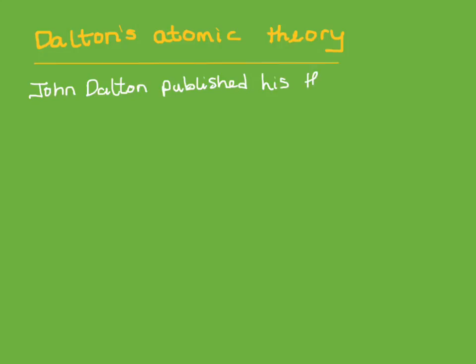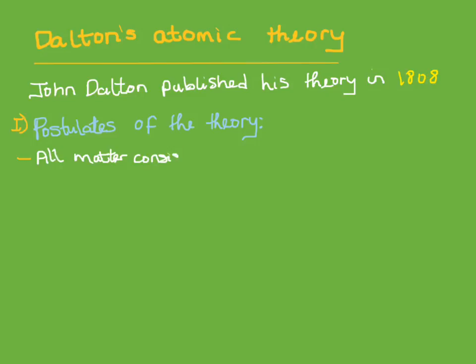John Dalton published his theory in the 1800s about the atoms, and the main assumptions or postulates of his theory include: 1. All matter consists of indivisible particles called atoms, matter being anything that has mass and occupies space. Example, a man is an example of matter. And in a man, we have tiny indivisible particles called atoms.